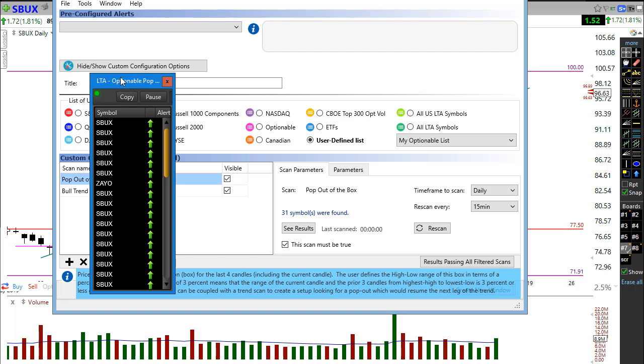Now, we've talked about how the LTA scanner, and by the way, LTA stands for live trading alerts. It's called live trading alerts because the data is live. It's streaming to you live. You get instantaneous results from multiple scans at the same time. You don't have to think about what scan might be working today, run that scan and sort through a list. LTA is going to go grab those stocks and populate these windows with those stocks for you to look at.